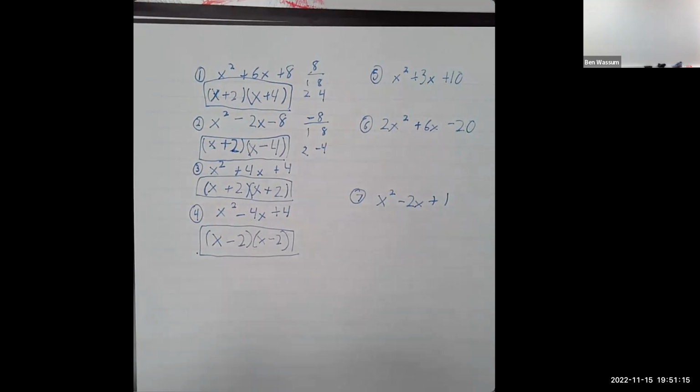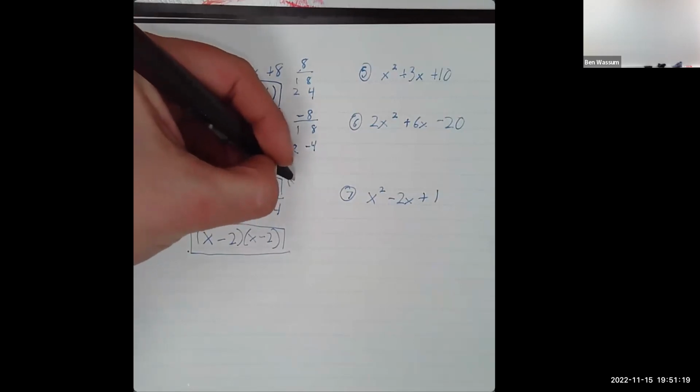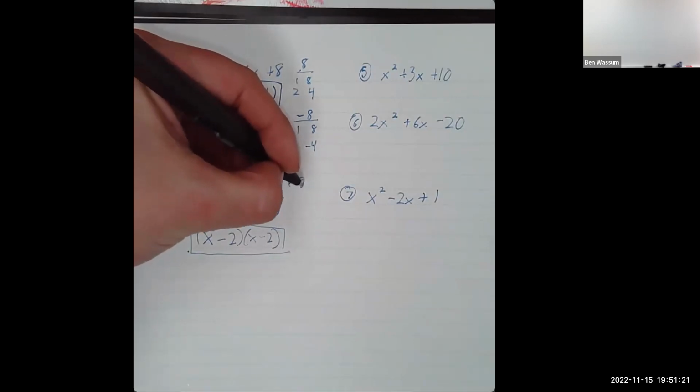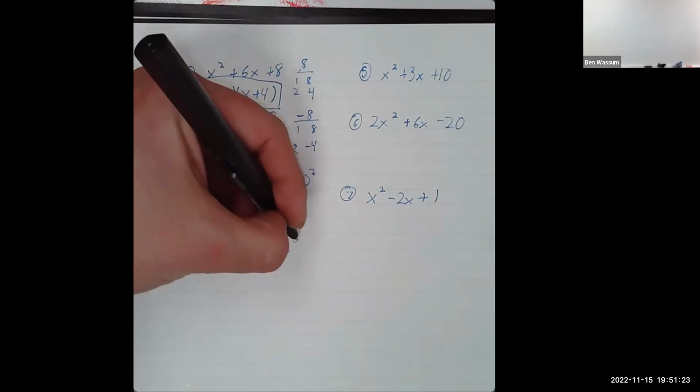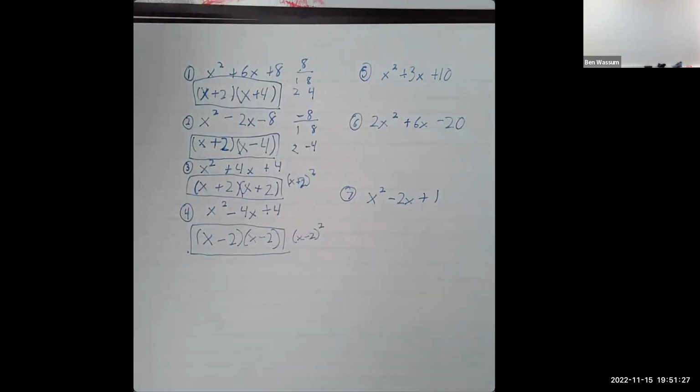Oh, and for the record, I totally had one more step on both of those. This should be an x plus 2 squared. This should be an x minus 2 squared. Oops, whatever. I'm not going out of my way to fix that too much.